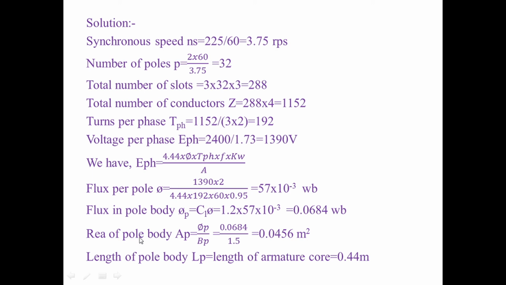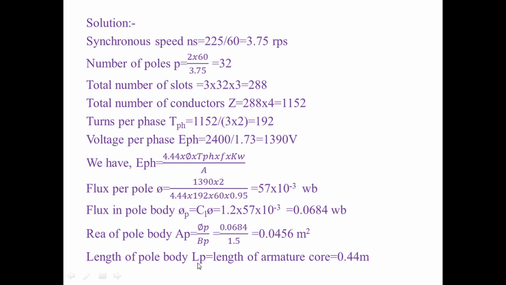So area of the pole body, AP, is equal to φP divided by BP. So φP is 0.0684 divided by BP, that is 1.5. It is given that flux density is 1.5, so you can calculate the area. Area you will be getting 0.0456 meter square.